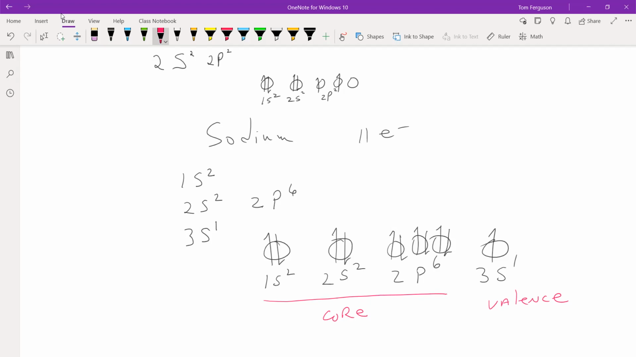Now with this sodium, notice the valence, that s orbital there, is half empty. It's not full. So that's one reason sodium is less stable than neon. It's because we have a non-fully filled orbital. And that's why sodium likes to lose that electron and become a cation. So it will mimic neon.